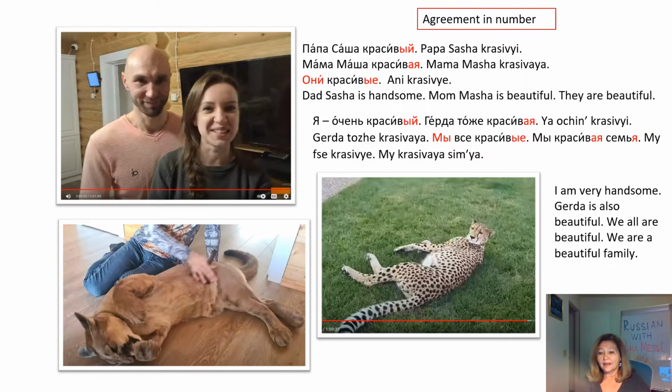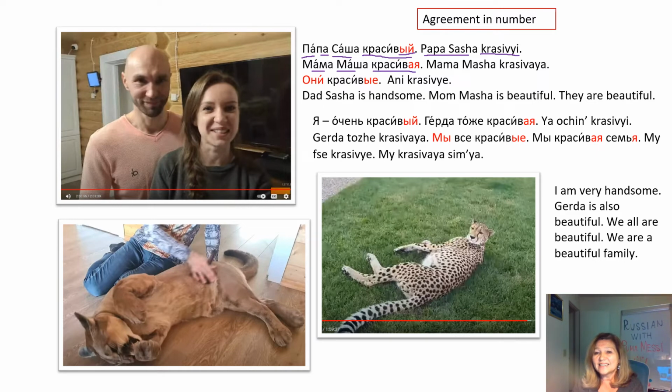Next slide. And here is where agreement in number comes into play. Let's see. Папа Саша красивый. Masculine. Though the word папа has all the attributes of the feminine gender because it ends on a, because the word itself denotes a male figure, it acts like a masculine noun. The ending for masculine is ый. Красивый. Handsome.